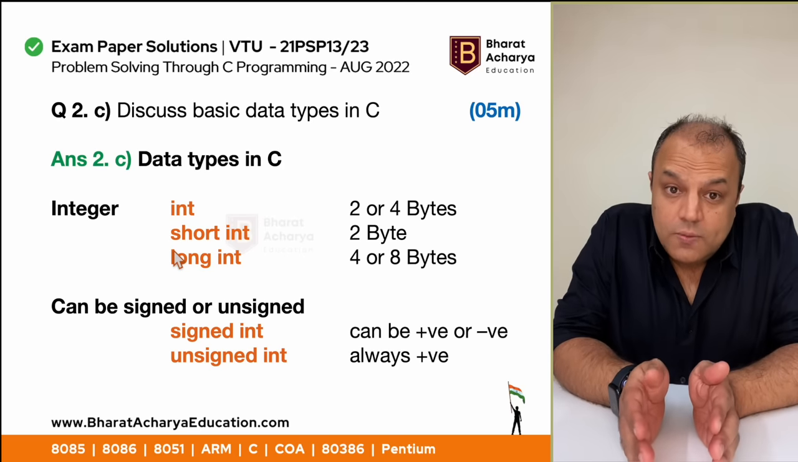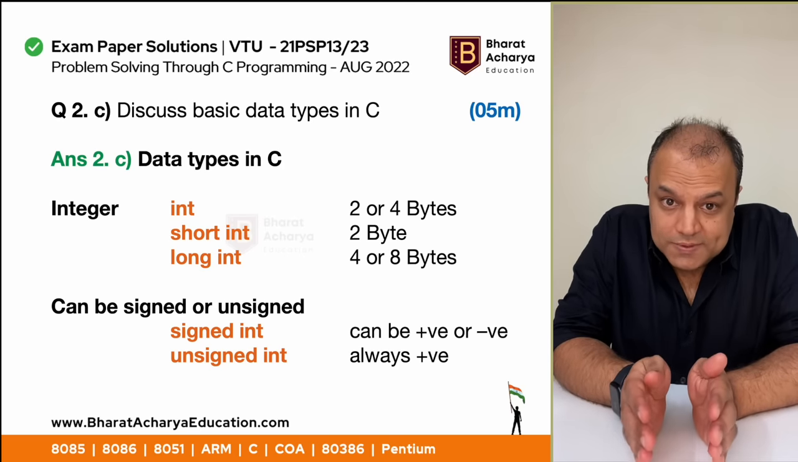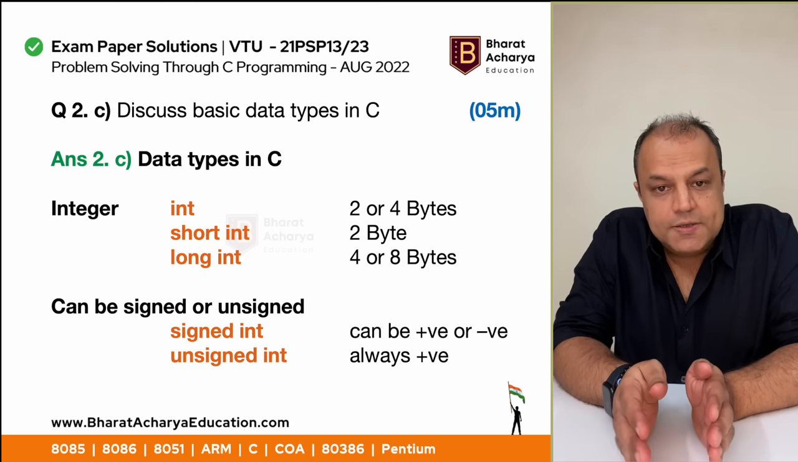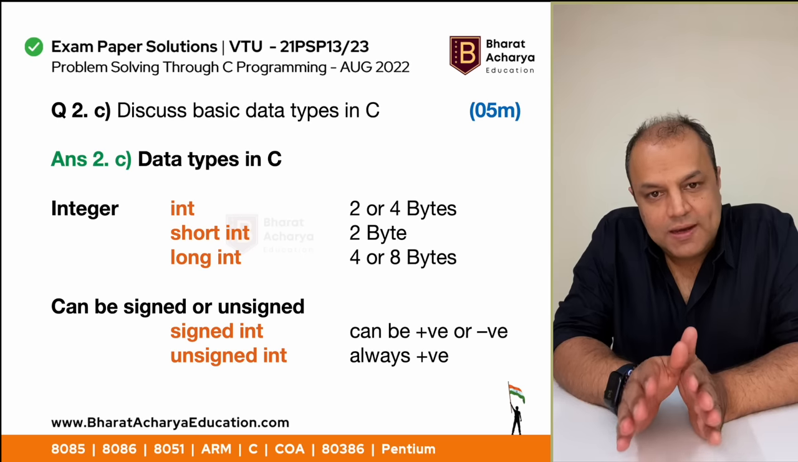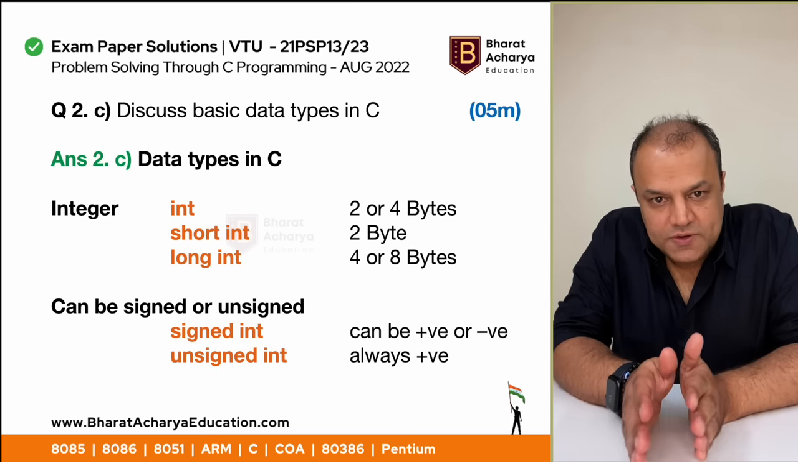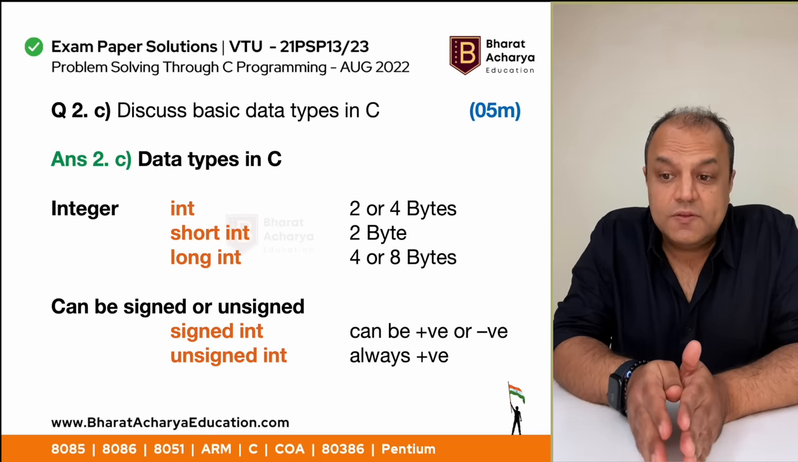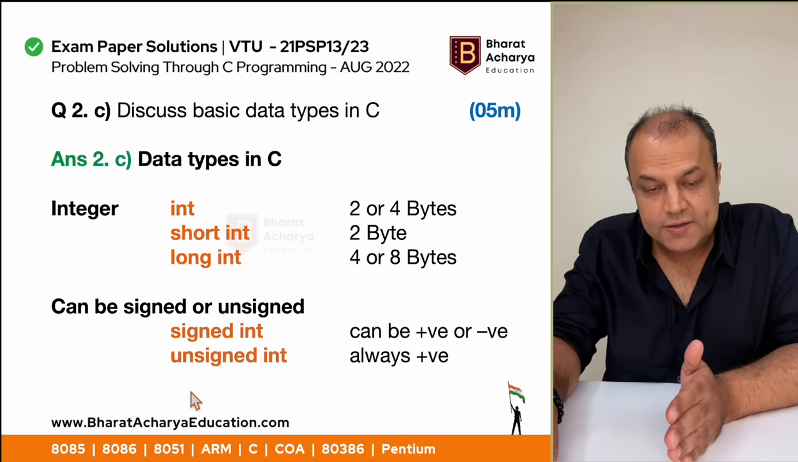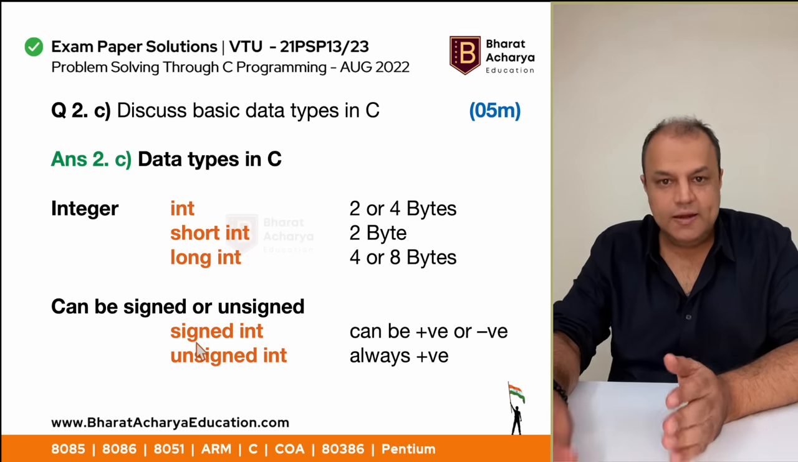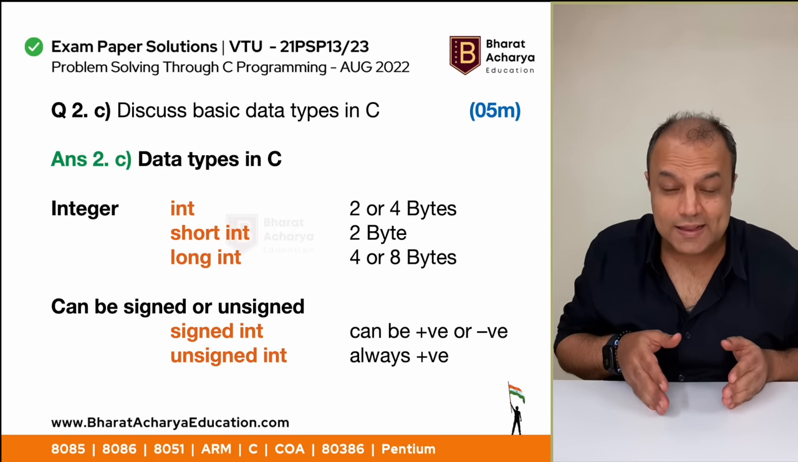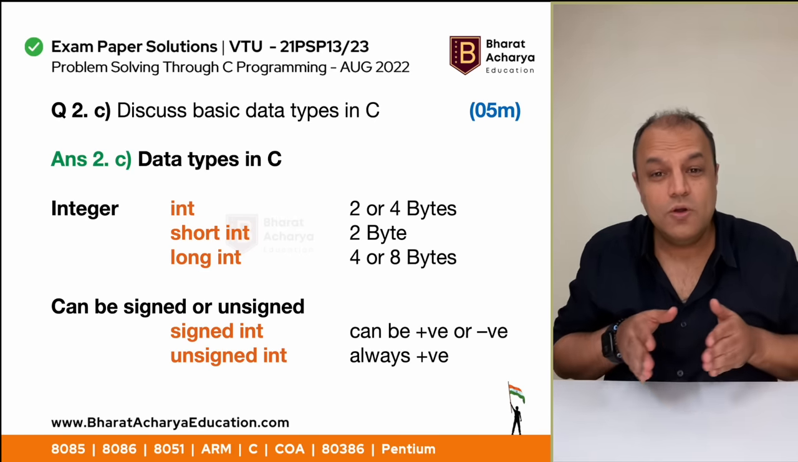Now, this is what I want you to know as a budding programmer, as a programmer of the future. Pay attention. When you declare an integer, you don't say anything. By default, it is signed. That means it can hold positive and negative values. If you want to specify clearly whether it is signed or unsigned, you can use the word signed integer or unsigned integer. Signed, the name gives the answer. It has a sign. That means it can either be positive or negative.